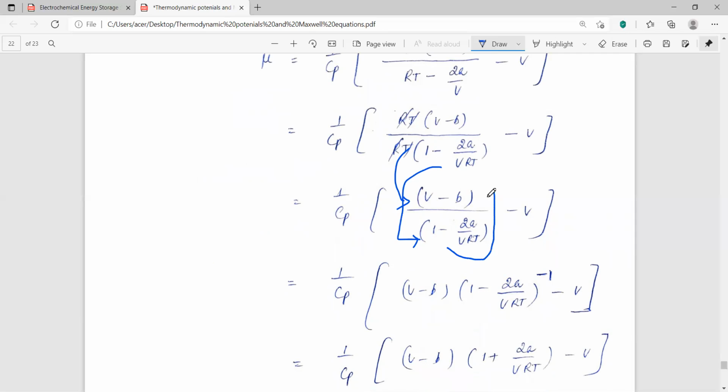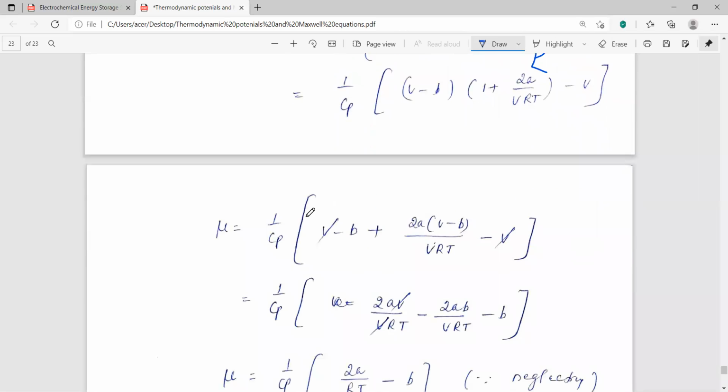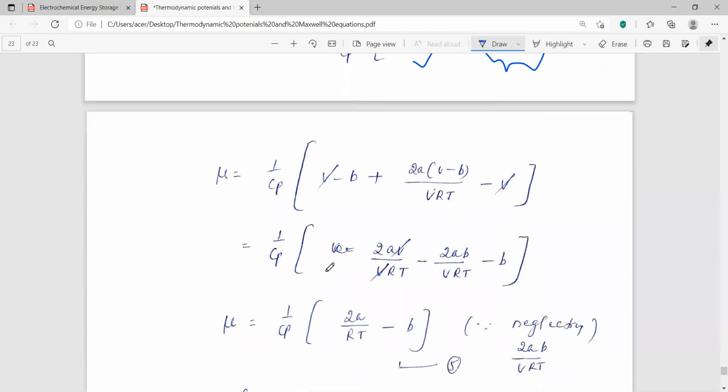If I take this value to the numerator, this can be written as 1 by Cp of V minus B, 1 minus 2A by VRT to the power of minus 1, minus V. So, as per binomial theorem, it can be written as 1 plus 2A by VRT, minus V. So, 1 by Cp of V minus B plus, if I multiply these two values with the V minus B, then V minus B plus 2A into V minus B by VRT, minus V. So, again, these V and minus V values will be cancelled out, and if I multiply V and B with the value of 2A by VRT, this can be written as 2AB by VRT minus 2AB by VRT minus B.